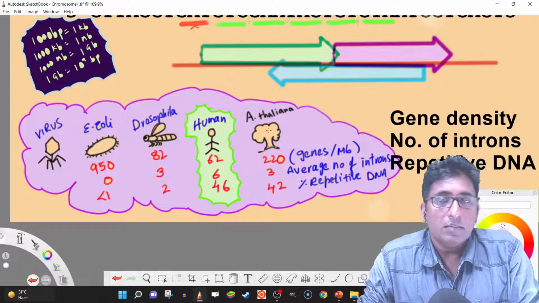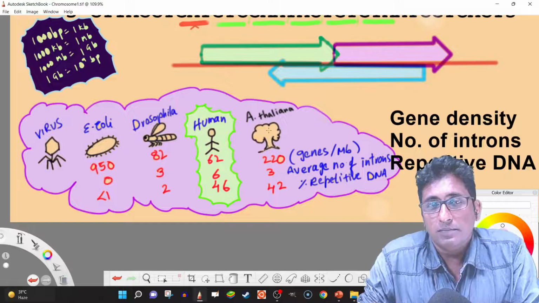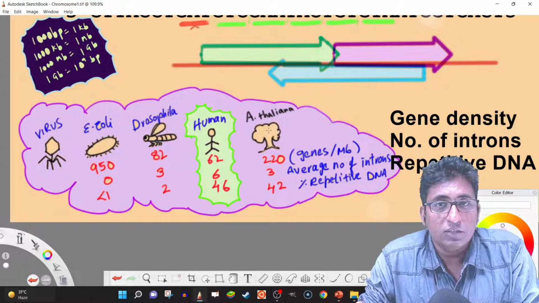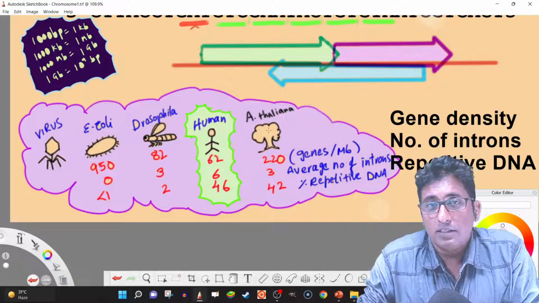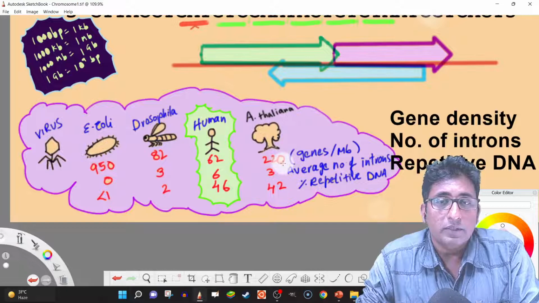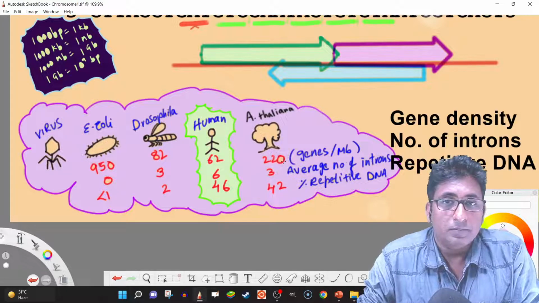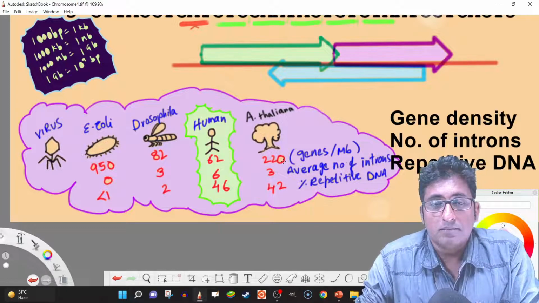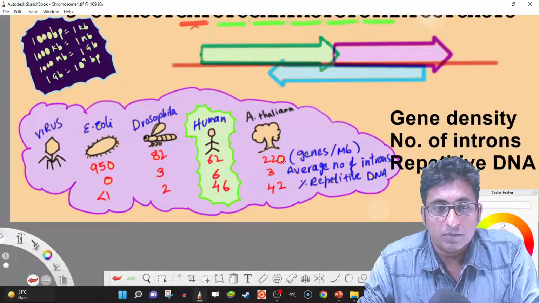There are several other plants which have gigantic genomes because of polyploidy, and their gene density could be high as well. Not that all the genes would be expressed at all times. It is always differential expression.